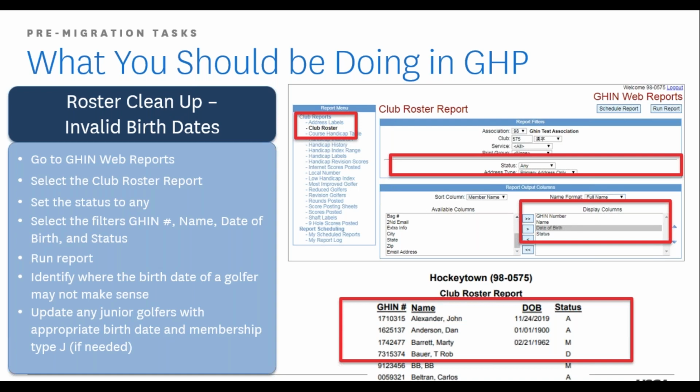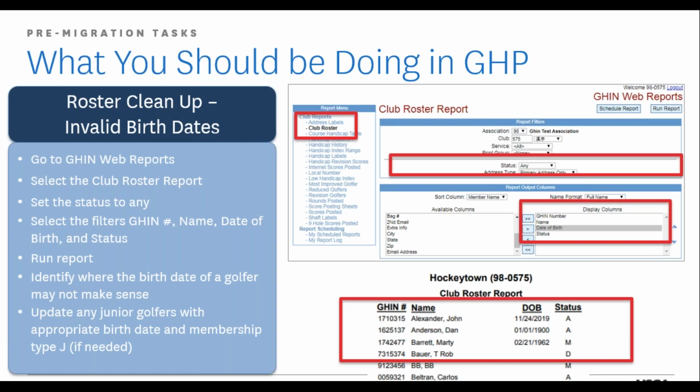So here on my Hockeytown Golf Club, you can see the first 3 golfers do have a birth date in their profile. The first one was born on November 24th, 2019. It's probably incorrect. The second one, Dan Anderson, was born on January 1st, 1900. Again, probably incorrect because they would almost be 120 years old in 2 weeks. And then the third one, Marty Barrett, has a February 21st, 1962 birth date.